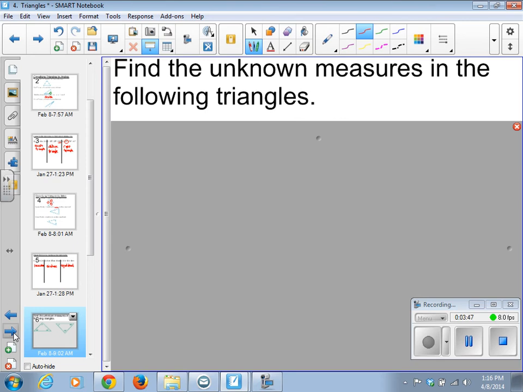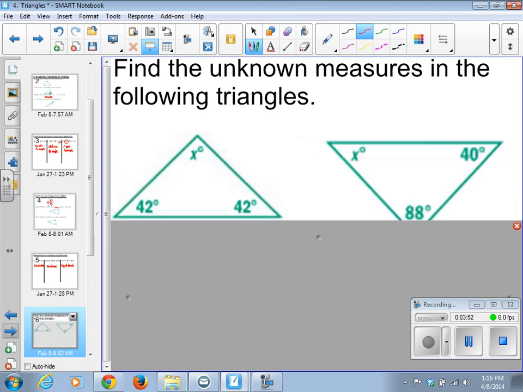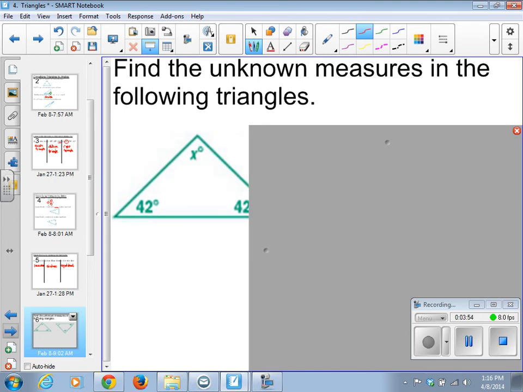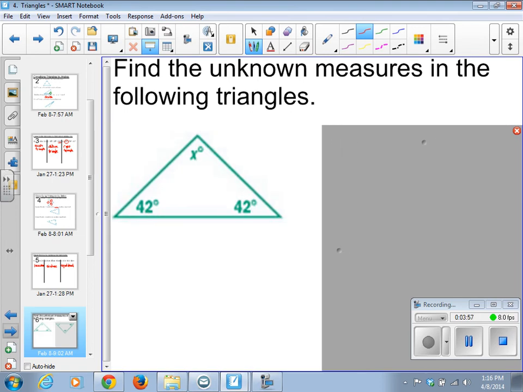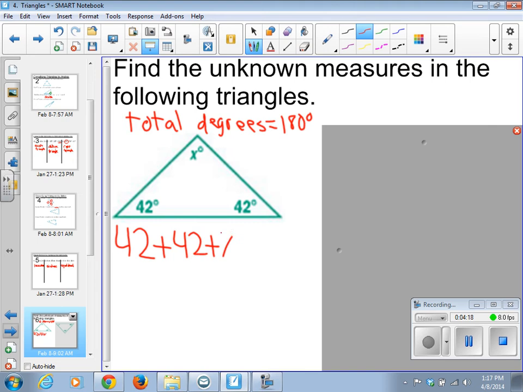Now, we're going to find the unknown measures in the following triangles. I believe that you all know that the total degrees in a triangle is 180 degrees. So let's write that up here to remind you. All we're going to do here is set up equations given angle measures. So we've got a 42 and 42, and some unknown measure. Add them all up, we should get 180.